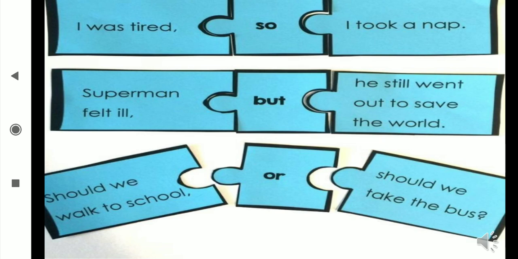Should we walk to school? Should we take the bus? These are two different sentences we are joining using one word. What is that word? Or. Very good. Then the answer is: should we walk to school or should we take the bus? In all these three examples, so, but, or are joining two different sentences. That's why joining words are called conjunctions.